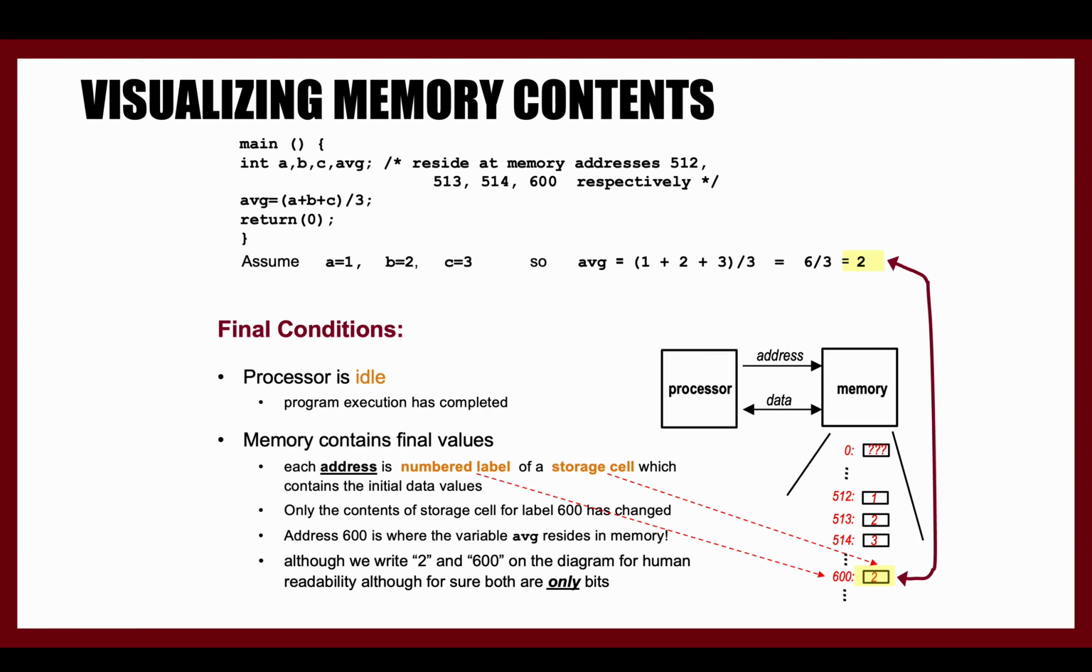The memory now holds final values. The only change in memory is at address 600, where the computed average is stored. The diagram represents data in human readable form; in actuality, memory is stored in bits.